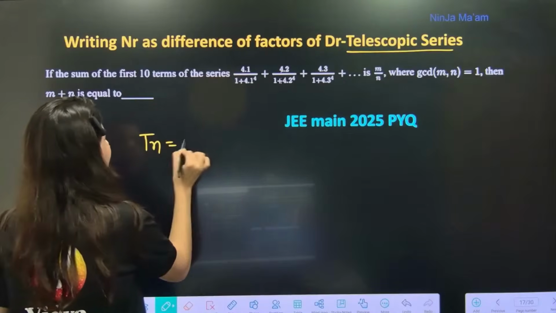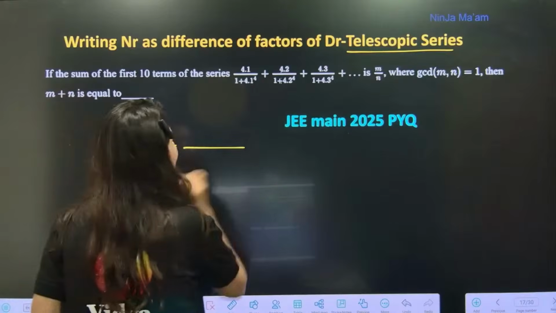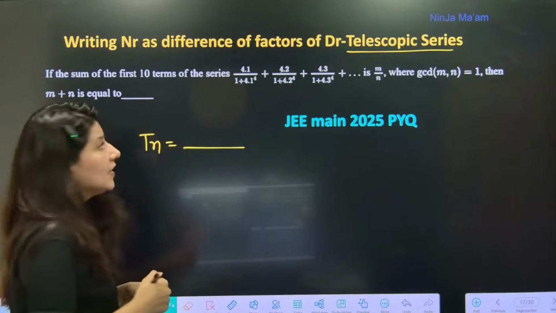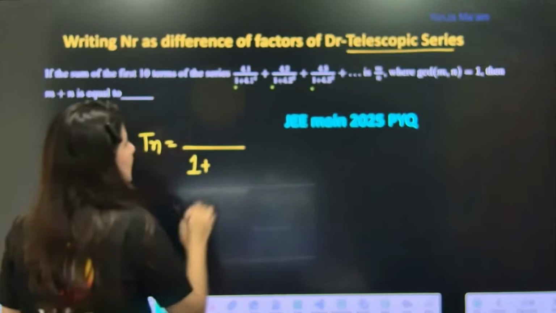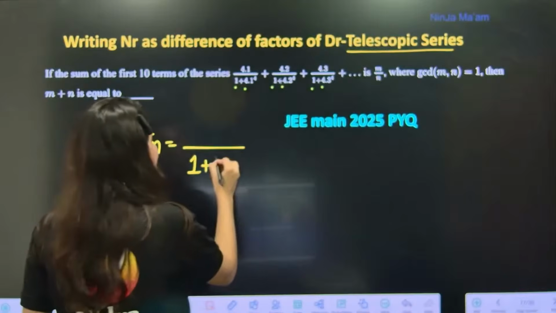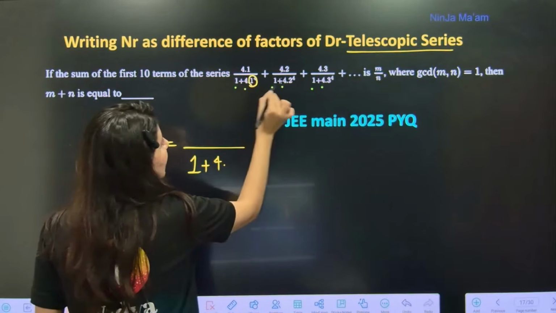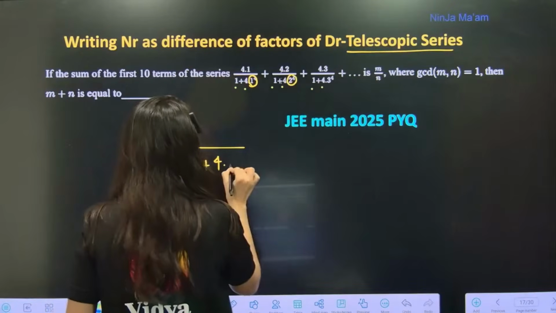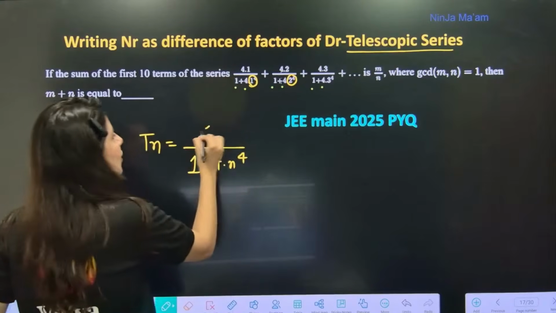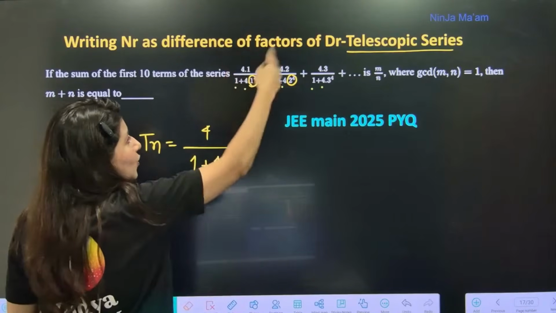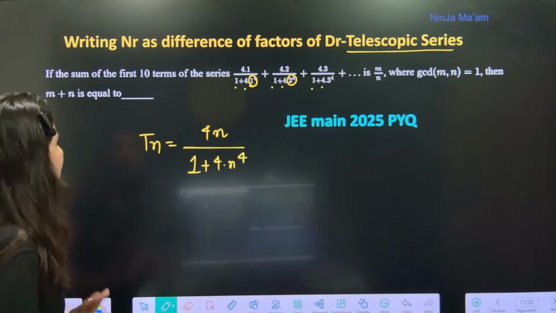Can you figure out what the general term is? Yes, let's understand the pattern. First of all, let's write the denominator. 1 is there in each and every term. Plus 4 is there in each and every term. But the first term is having 1 power 4, 2 power 4, 3 power 4, so this is n power 4. What about the numerator? 4 is constant, but 1, 2, 3 depends upon the term. Correct? So this is your Tn.